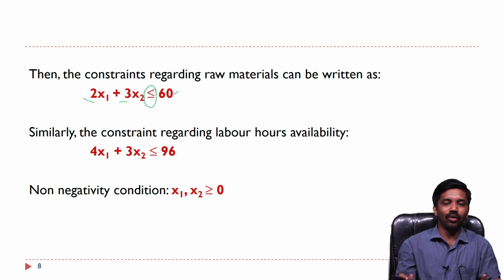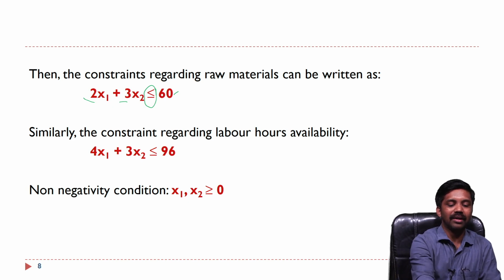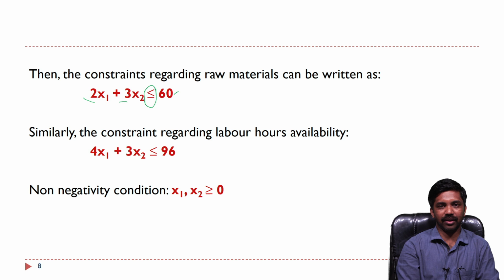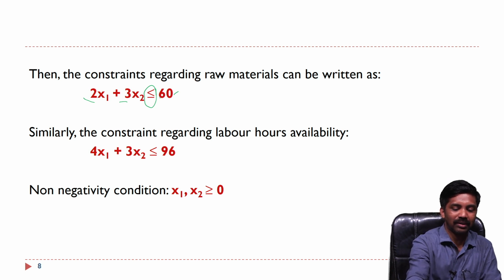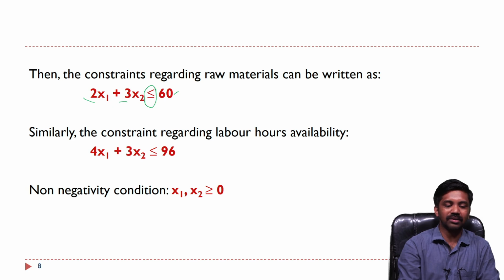By combining all this information we can make this particular constraint regarding our raw material. The total raw material availability will be 60 and the total usage will be 2x1 plus 3x2. It means 2 is the per unit usage of this raw material by product A, and 3 is the per unit usage of the raw material by product B. So 2 into the number of units of product A plus 3 into the number of units of product B, 2x1 plus 3x2, should be either equal to or less than the total availability of the raw material, 60. 2x1 plus 3x2 less than or equal to 60.